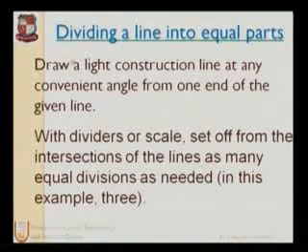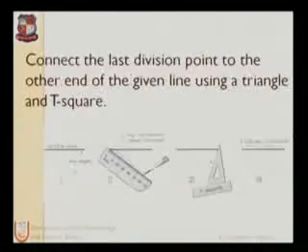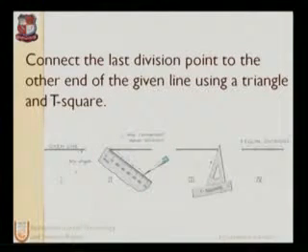Now another example, dividing a line into equal number of parts. So draw a light construction line at any convenient angle. So the first step will be to draw a given line, and then draw another line at any suitable angle. Most suitably it will be an acute angle, so it should be less than 90 degrees.